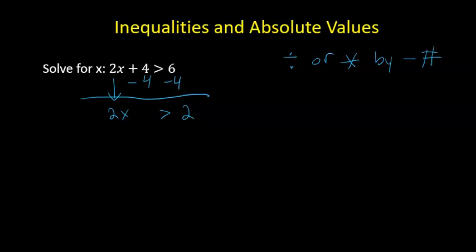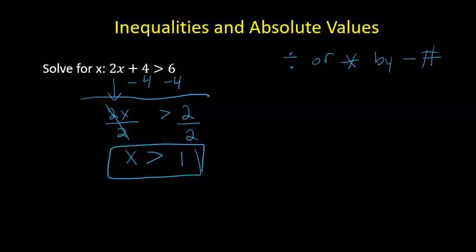Well, I have to isolate x. So I'm almost there. I'm not exactly there yet. I have to make sure that x is by itself. Great. So that gives me x greater than 1, because 2 divided by 2 is 1. This is my final answer.